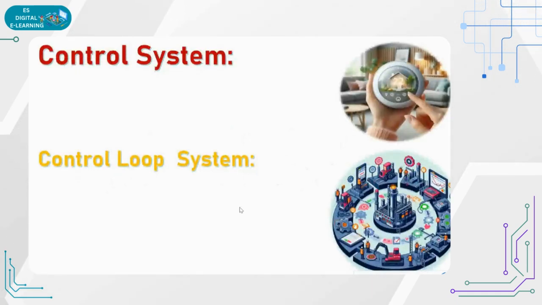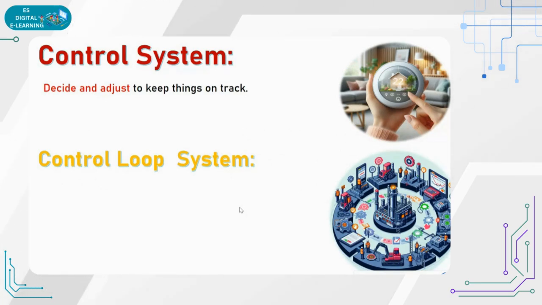And what is a control system and what is a control loop system? A control system is where we decide and adjust to keep things on track, like whatever temperature we need to give, that can be decided and we can adjust accordingly. Like if I need 24 degrees centigrade, you can adjust it. If you have an AC, from the remote you are able to operate it: I need 24 degrees centigrade, so you can adjust it. That is deciding and adjusting to keep things on track, so that will be part of the control system.